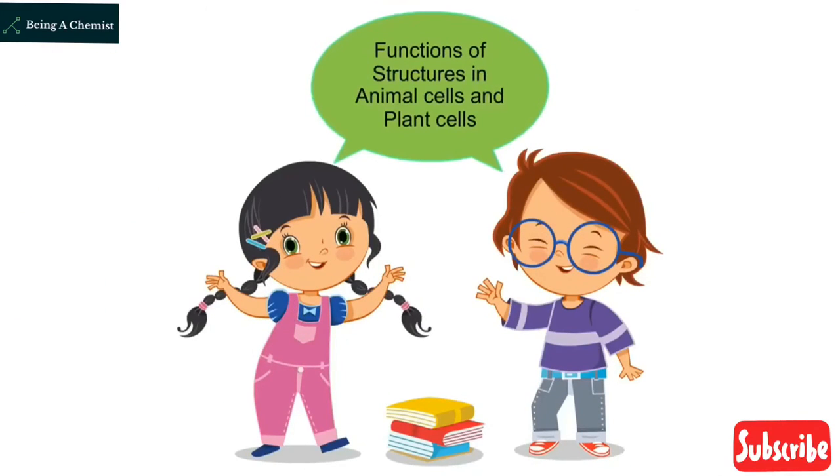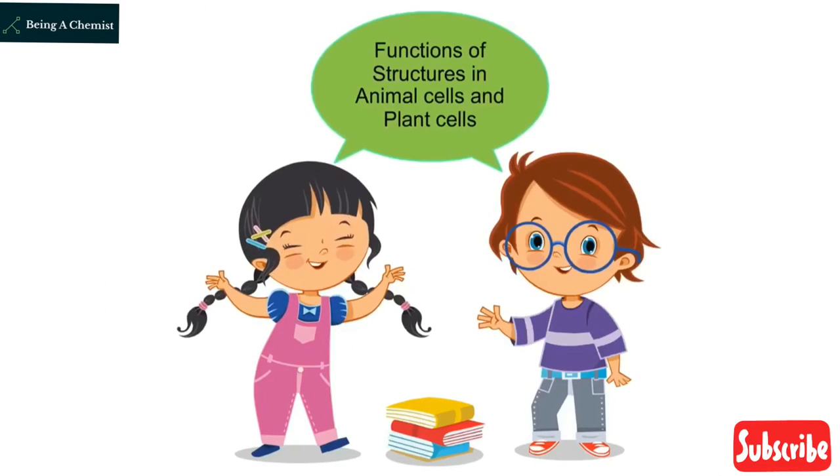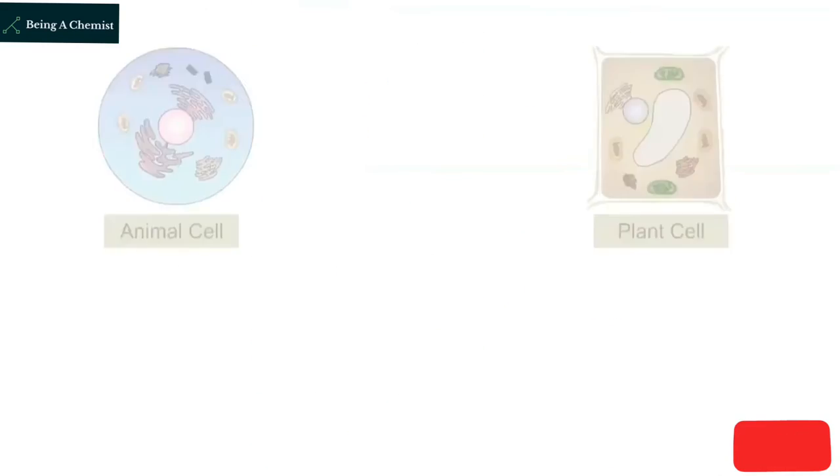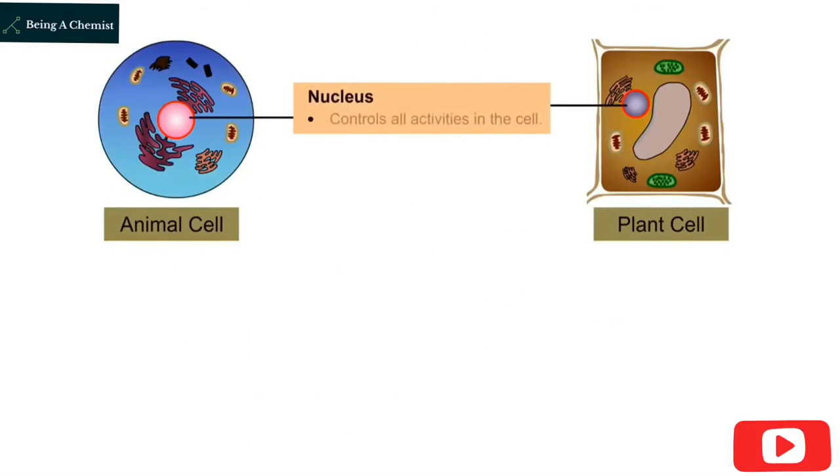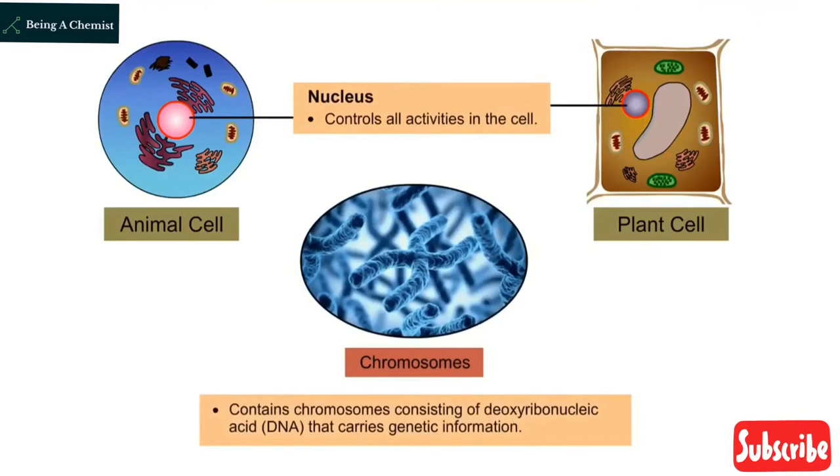Now let's have a look at what the functions of these structures in animal cells and plant cells are. Nucleus has a function to control all activities in the cell. Nucleus contains chromosomes which consist of deoxyribonucleic acid, that is DNA, which carries genetic information.